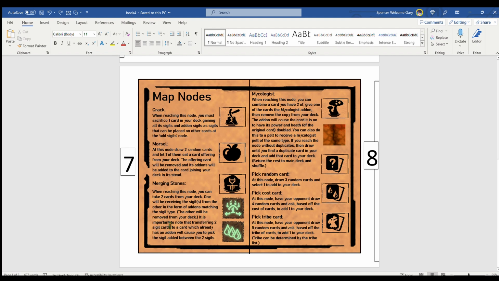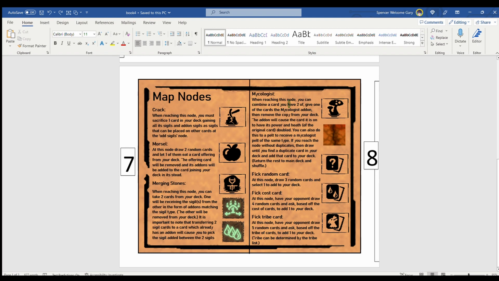It is important to note that transferring 2 sigils to a card which already has an add-on will cause you to pick the sigil added between the 2 sigils. This is because every card can only have up to 2 add-ons. I believe I explained that in part of the instructions later on, but I'll say it right now. Every card can only have 2 add-ons. And basically, if you have a card like the Kingfisher, which has flying and waterborne, and you transfer both of those onto a card that already has an add-on, you'd only be able to add one of those sigils onto the card.